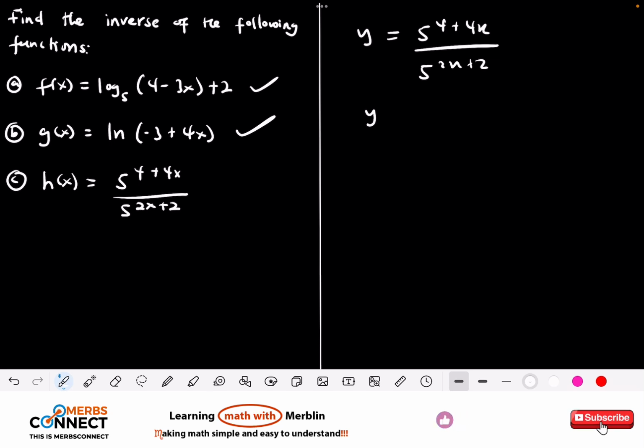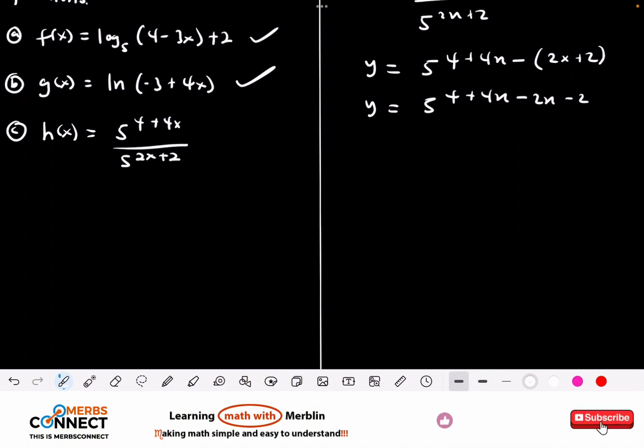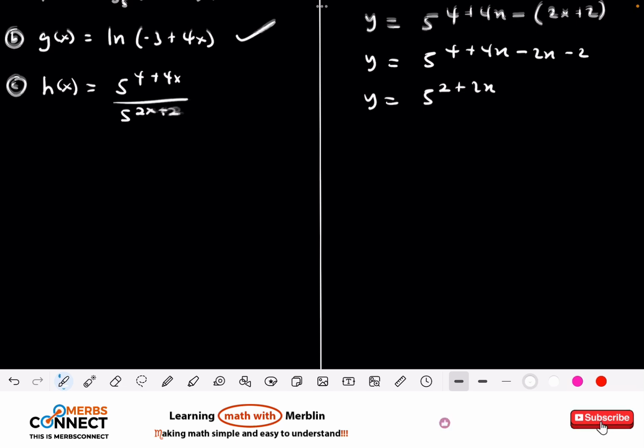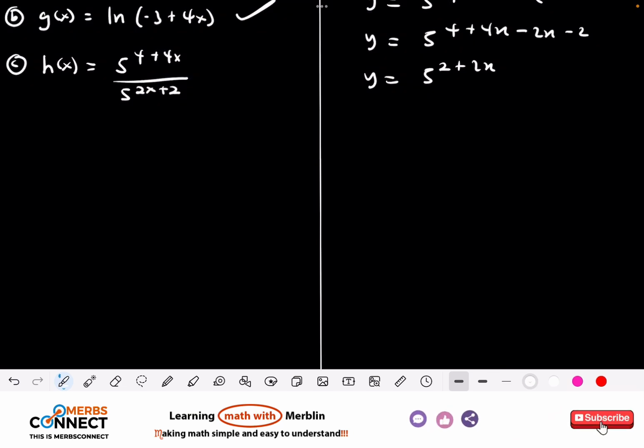So now we are going to have y equal to 5 to the power 4 plus 4x minus. As I said, as soon as I write minus, I need to make sure the function I'm going to write is in parentheses. So y is equal to 4 plus 4x. When I multiply the minus 2, I have x, I have that. So y is equal to 5 to the power, now this and this will be 2, and this will be 2x. So we are going to have 2 plus 2x. Good. Since we were able to simplify this, what we do is interchange x and y and just solve for y.